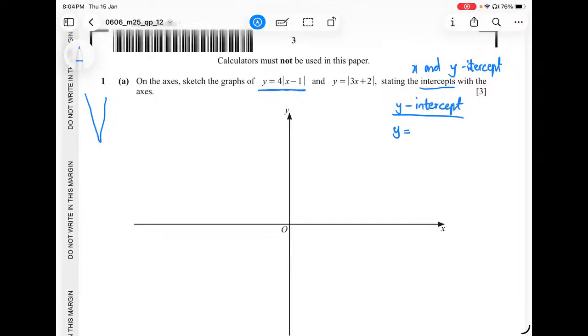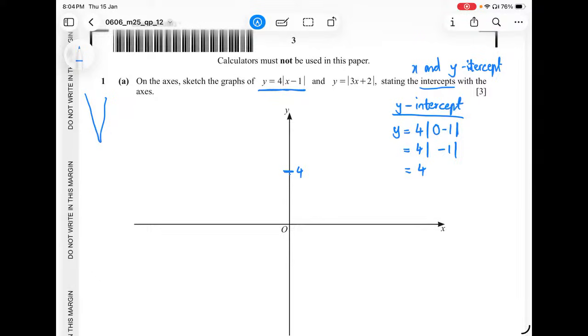So y is equal to 4 times the absolute value of 0 minus 1. That becomes 4 times the absolute value of negative 1, which brings you to 4. So you can just sketch that 4 over here. So this is 4, the y-intercept of this graph. Let's deal with the first graph first, then we can move on to the second.